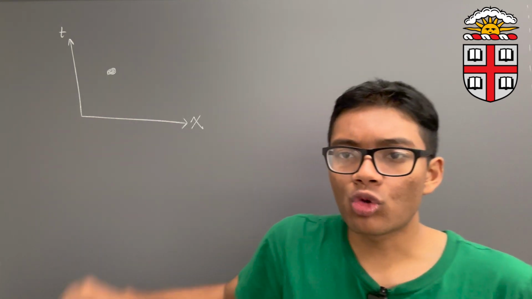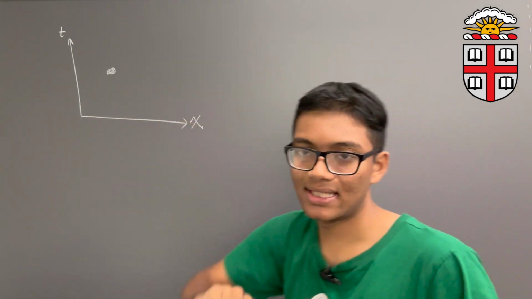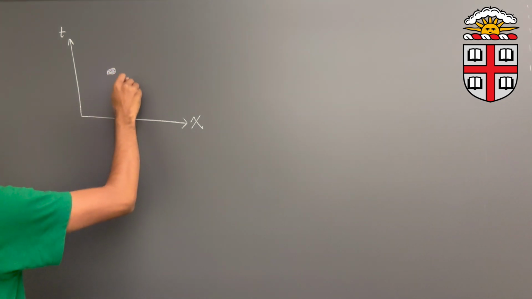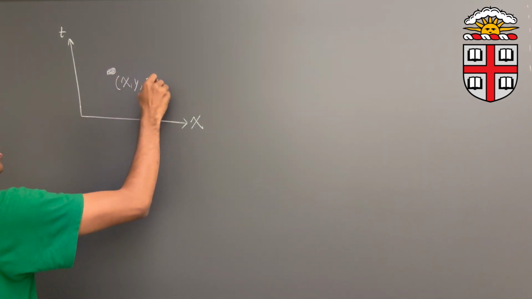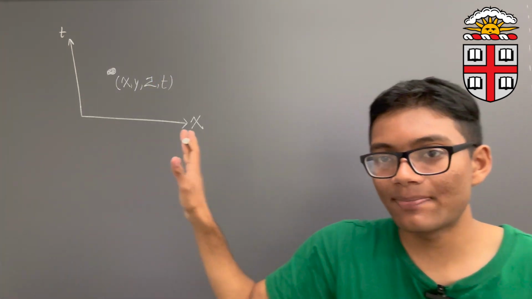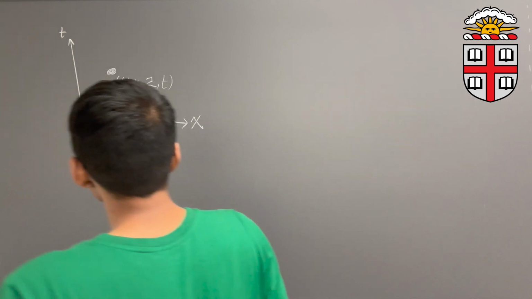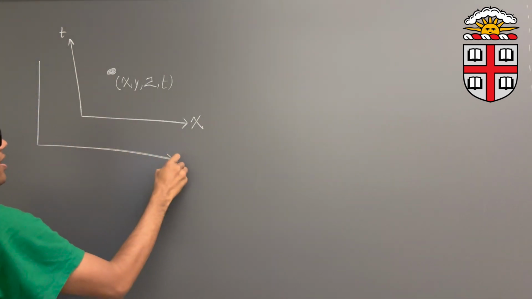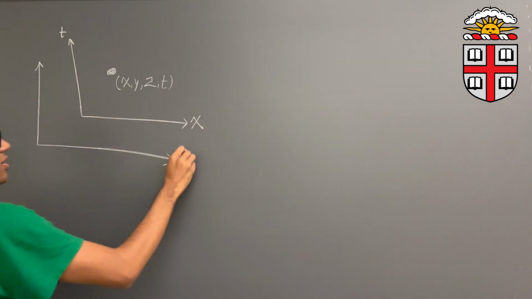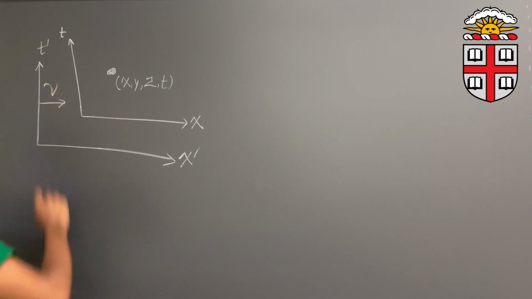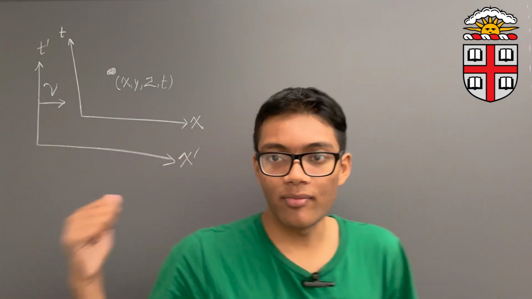Now, to describe this event in space and time, I need 4 coordinates. I need 3 spatial coordinates, and I need 1 temporal coordinate. So these are my 4 space-time coordinates. Now, what if I have a second reference frame which is moving with respect to my original reference frame with some constant velocity v? So there's an inertial reference frame right there.